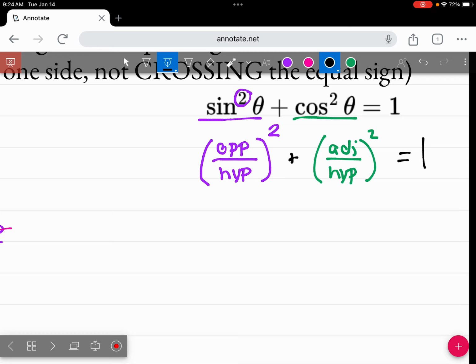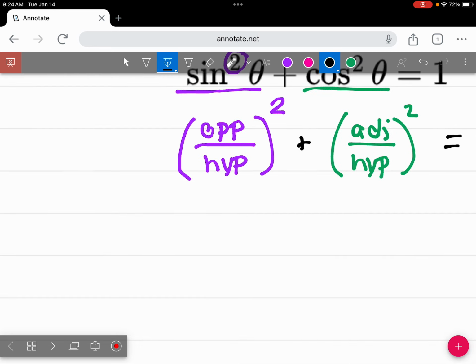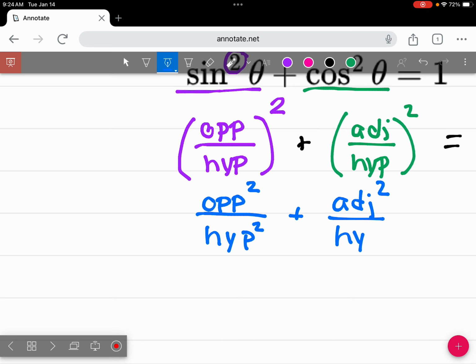Well, I'd really like to get everybody out of those parentheses because ew. So I'm going to bring the square in, square each side, top and bottom. So I'm going to rewrite this as a new color. We're going to have our fraction that has, whoa, wrong pen. There we go. Opposite squared over hypotenuse squared plus our adjacent squared over hypotenuse squared.